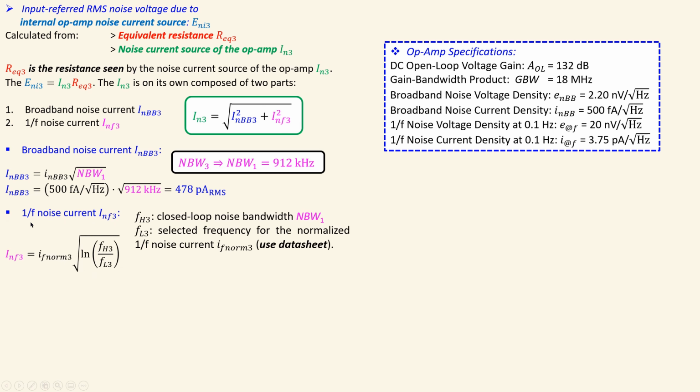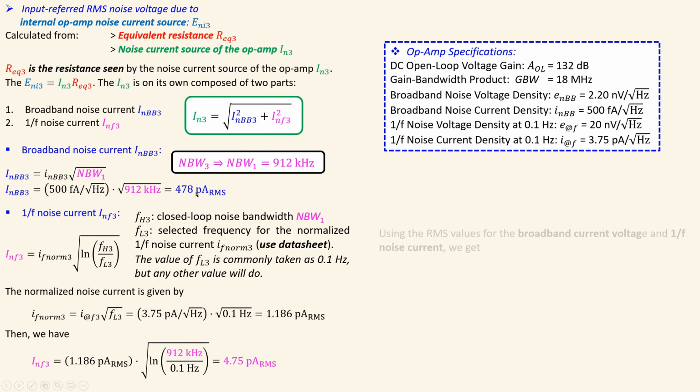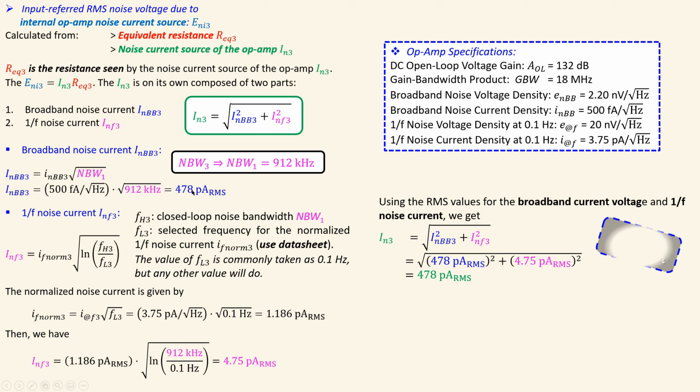For the 1/f noise part, we just substitute the values, and you will have 4.75 picoamps RMS for the 1/f noise part, and for the broadband part you have 478 picoamps RMS. Now we will use this formula to calculate the RMS value of this noise current source. That will again be just the value of the broadband part. So the broadband noise current will be dominating in this case again.